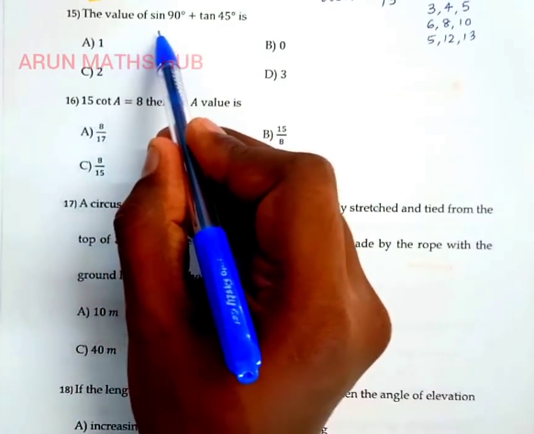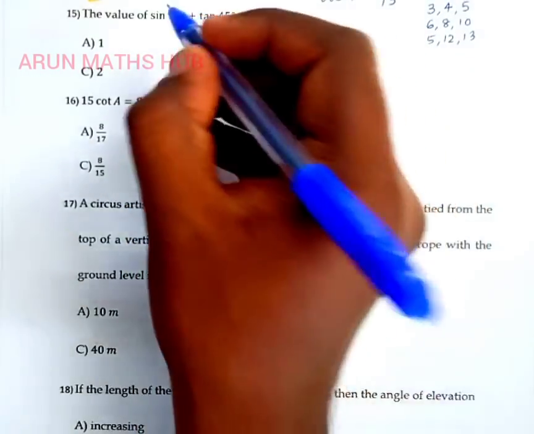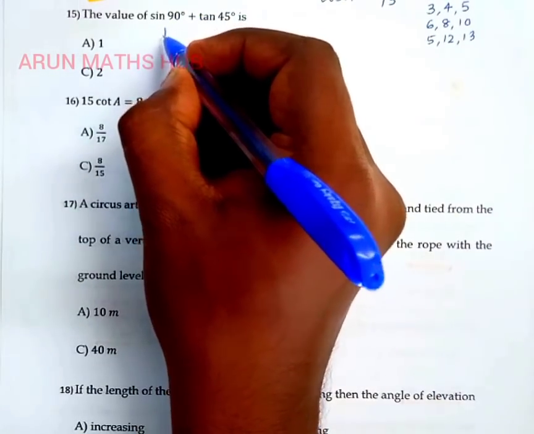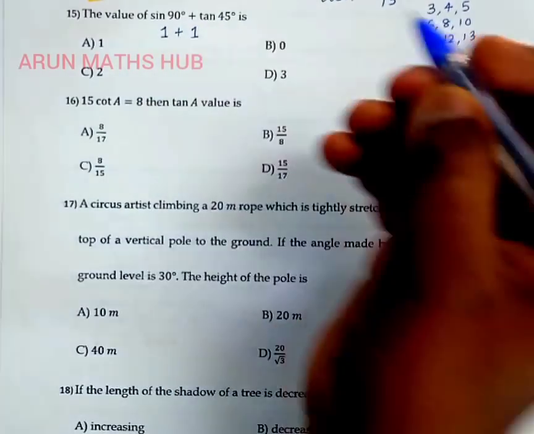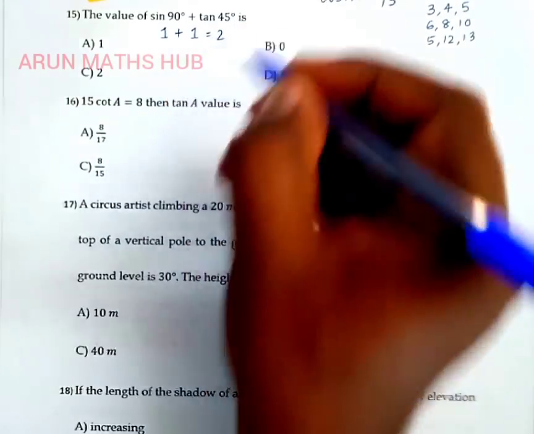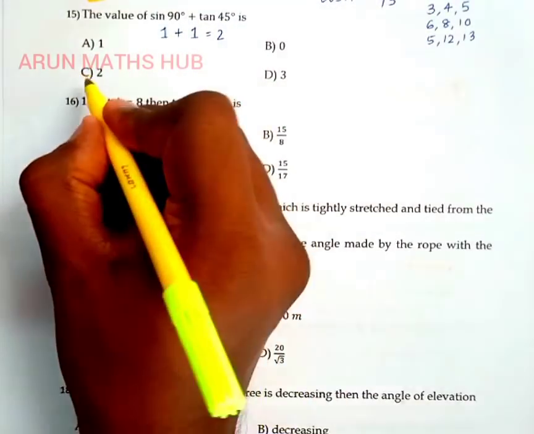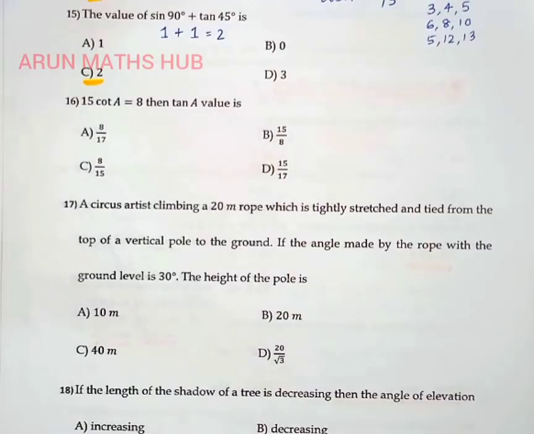Now question number 15. The value of sine 90 degrees plus tan 45 degrees. What is sine 90? Sine 90 is 1. Tan 45 value is 1. Therefore 1 plus 1 equals 2. Therefore the correct answer is option C, 2.